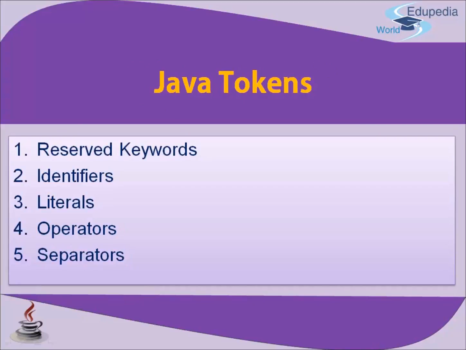Now here we go, we have Java tokens. We have basically 5 types of Java tokens here. The first one is the reserved keywords, or reserved words, or keywords, you can separately call them. Then we have identifiers on number 2, and on number 3 we have literals. On number 4 we have operators. On number 5 we have separators. So we will take a look at each one by one.